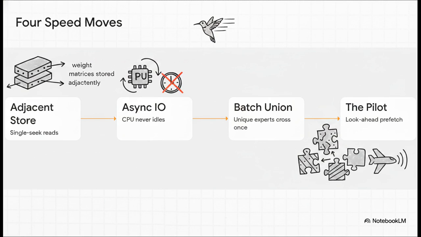It stores weight matrices right next to each other for single-seek reads. It uses an asynchronous I/O pool so your CPU never just sits there idling. It uses batch union so unique experts only cross the slow disk boundary once. But honestly, the true genius lies in the 4th move, the pilot.